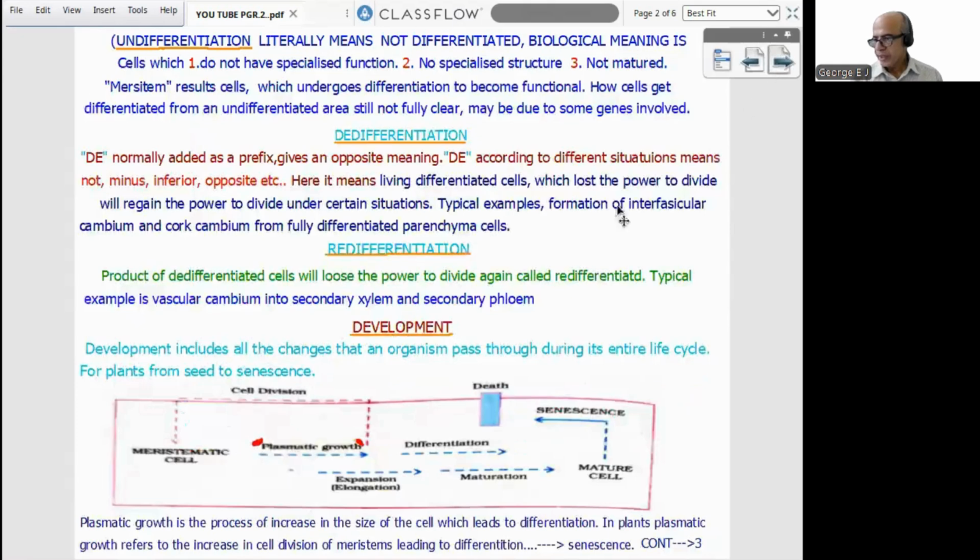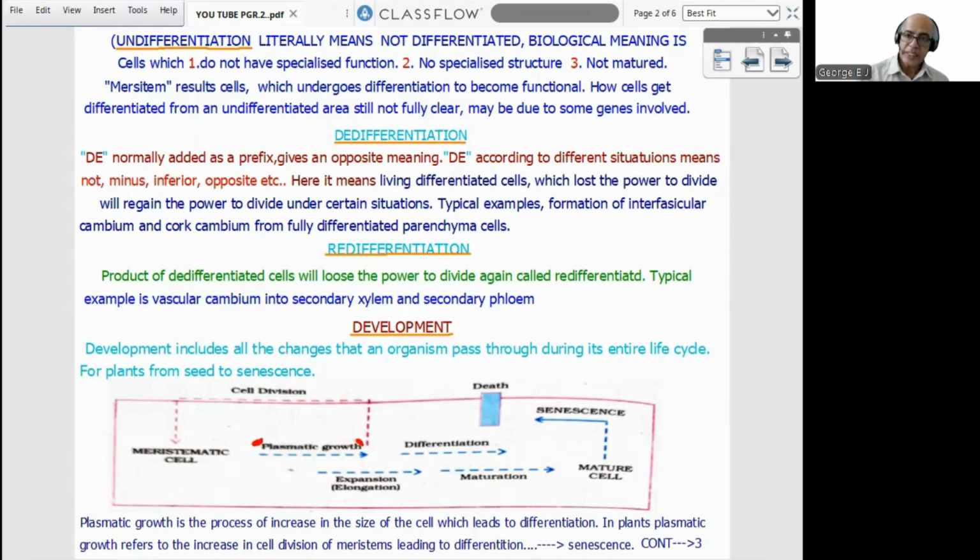Now we can proceed to the second page, undifferentiation. Undifferentiation literally means not differentiated. So what is the biological meaning? Cells which, number 1, do not have specialized function. Number 2, no specialized structure. Number 3, not mature. So indirectly not able to do any function. Meristem produces cells which undergo differentiation to become functional.